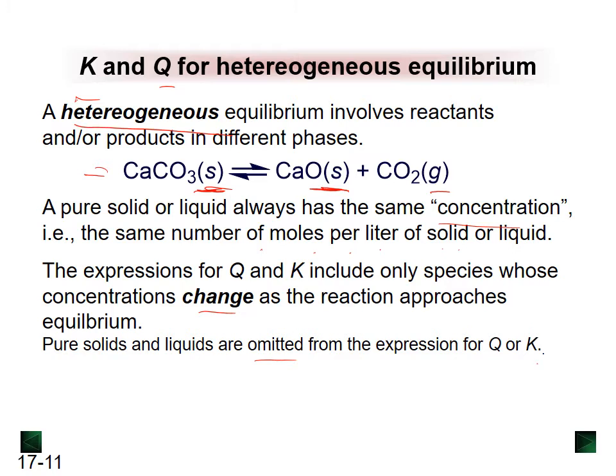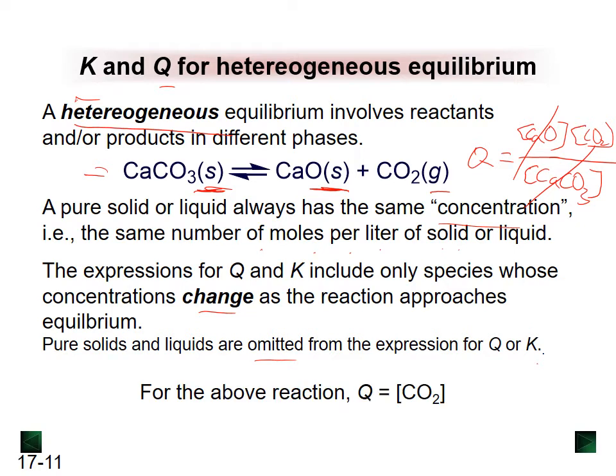So usually in this case, Q should equal the concentration of, let's say, calcium oxide and CO2 divided by the reactant CaCO3. But because these are solids, we shouldn't include them in the expression, only CO2. All right, so in this case, the Q is only CO2 because it's a gas phase.